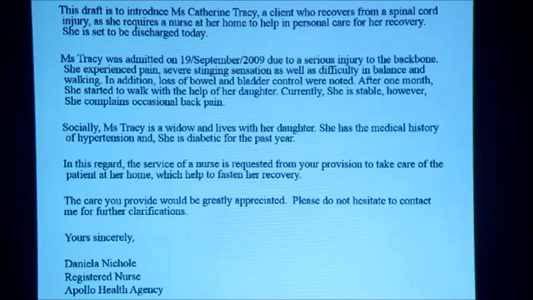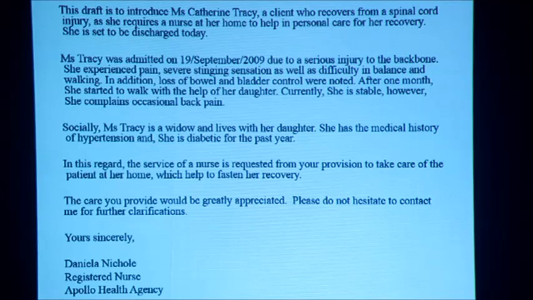Coming towards the end, in this regard, the service of a nurse is requested from the provision to take care of the patient at her home, which would help to hasten her recovery. This is our writing purpose, and this is going to be here as a plan. A nurse is being requested from the provision to take care of the particular client at her home and to assist in her personal needs and provide care and make her better in the coming days, which would help to hasten the recovery.